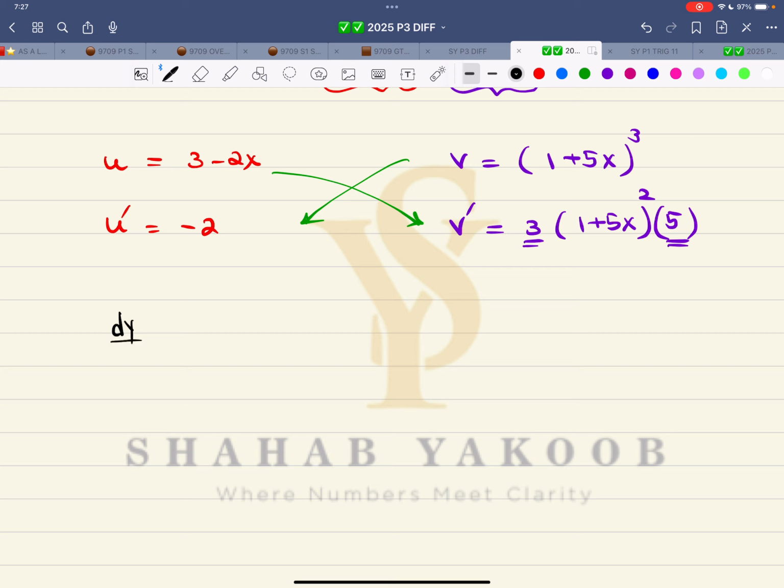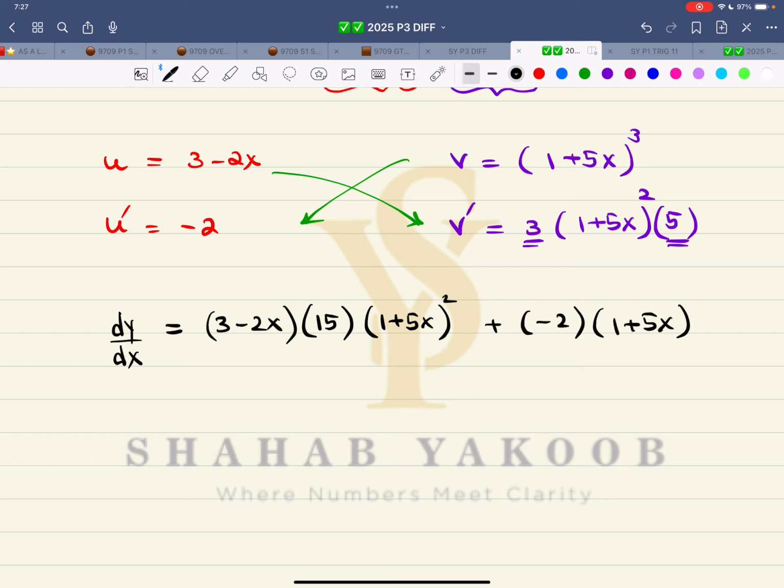So dy by dx is equal to 3 minus 2x, use brackets excessively, times 15 times 1 plus 5x, the whole thing square. And then over here, this is negative 2 times 1 plus 5x, the whole thing cube. So now my personal preference is to skip the constants, even if you don't want to take them common initially. Skip it for right now.